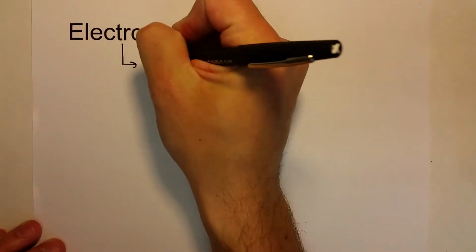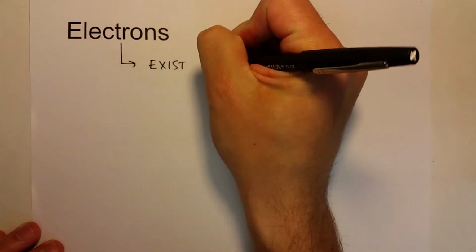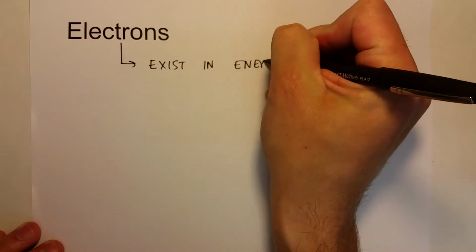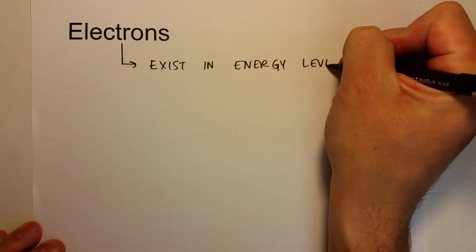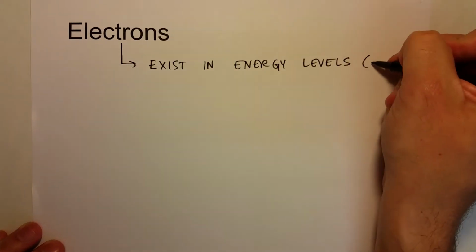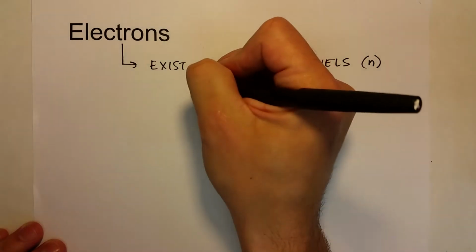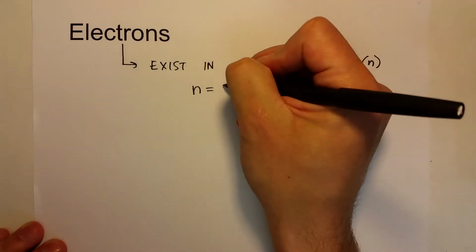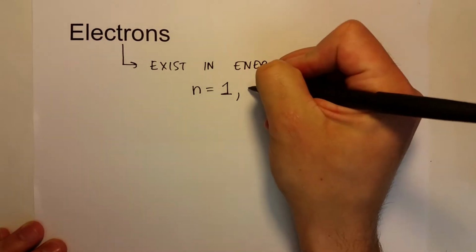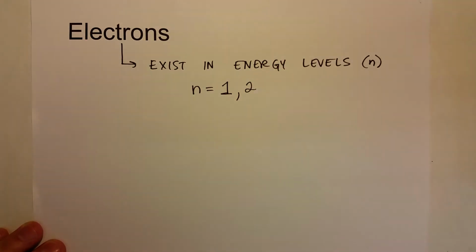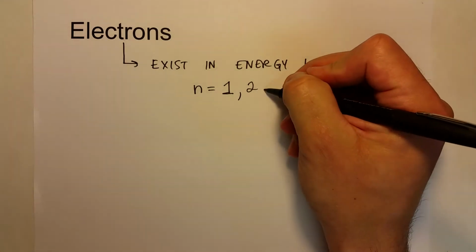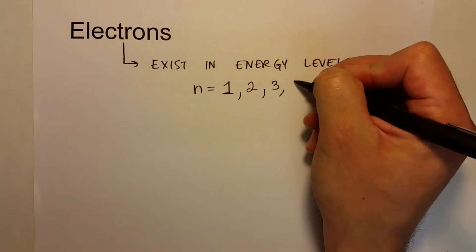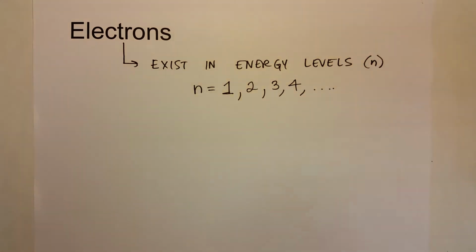Okay, so the next thing we need to talk about is a little bit more information about the electronic structure within atoms. It turns out that electrons exist in energy levels, which we usually abbreviate as n. And the n can equal any integer greater than or equal to 1. So an electron can exist in n equals 1, which we would call the first energy level. It can exist in the second energy level, the third, the fourth, and so on.